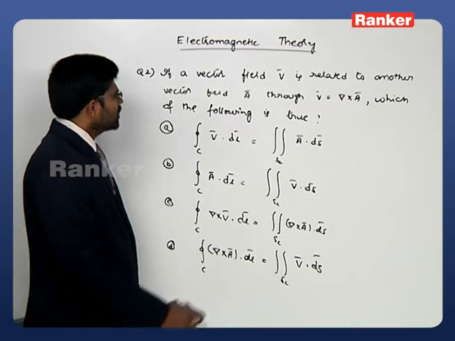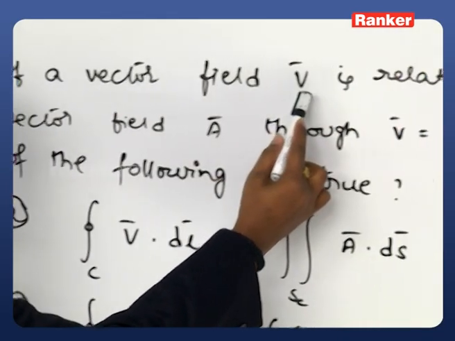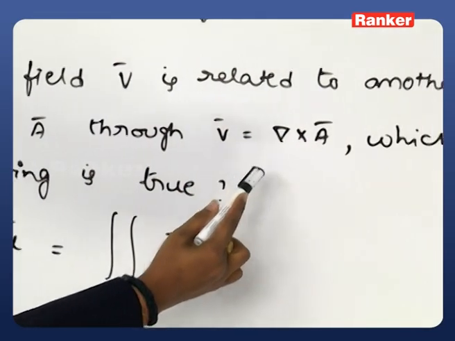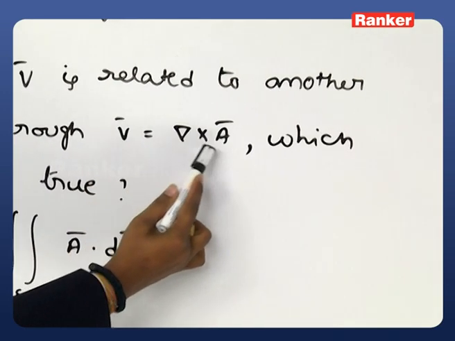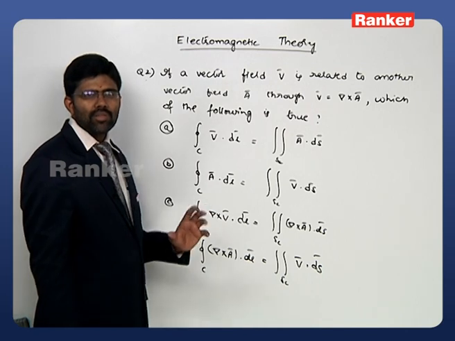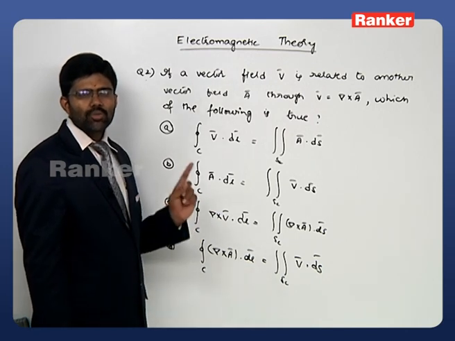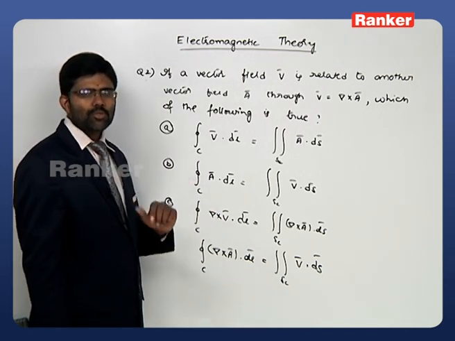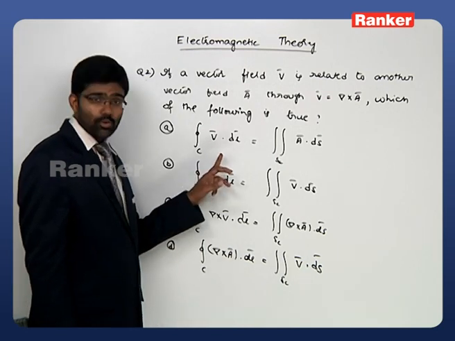Now the question is given like this. Here V bar is a vector and it is related to A bar with this relation: V bar is equal to del cross A bar. Now once again, same as our previous one, here also we need to recollect the concepts of Stokes theorem and divergence theorem. So once again it is related to the Stokes theorem itself.